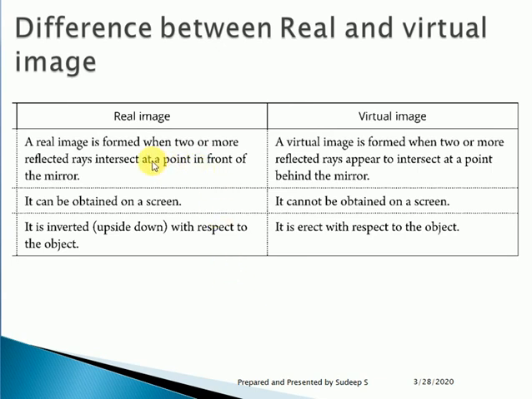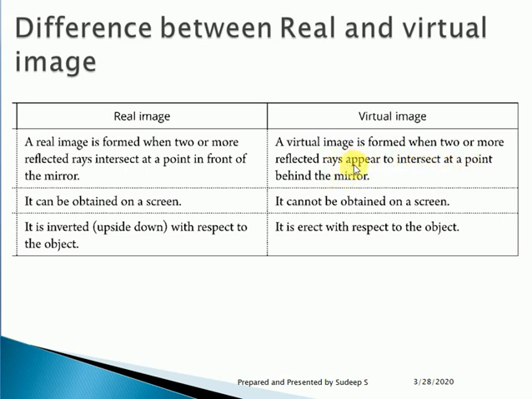Now let us see the difference between the real image and virtual image. A real image is formed when two or more reflected rays intersect at a point in front of the mirror. Now since concave mirror focus point lies in front of the mirror, hence concave mirror can form real image. While a virtual image is formed when two or more reflected rays appear to intersect at a point behind the mirror.